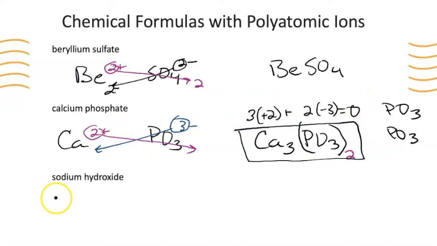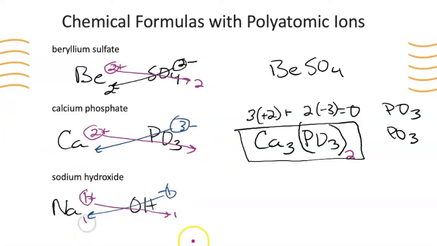For sodium hydroxide, Na, we know that this is a +1, and then hydroxide is OH, -1. We do our drop swap, and in this case, we have the same subscript, so we do not need to write them, and this becomes sodium hydroxide, NaOH.